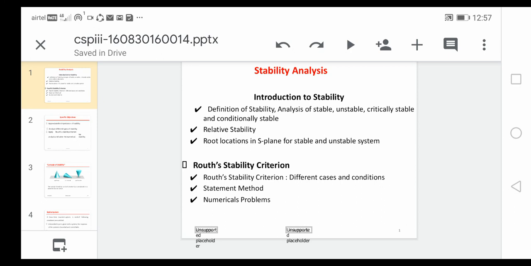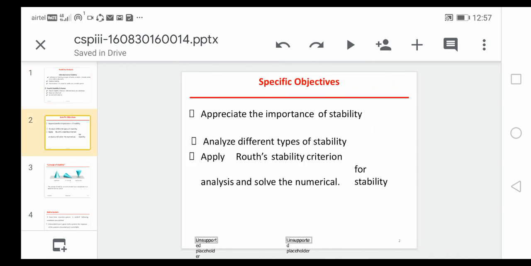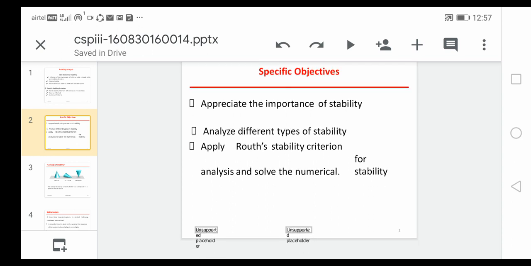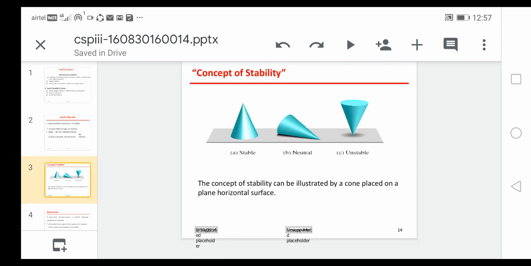What is meant by Routh's stability criterion? What are the different cases and conditions present in Routh's criterion? And the numerical problems also we are going to discuss in this lecture. Now, the main objectives of this lecture are that we can appreciate the importance of stability, we can analyze the different types of stability, we can apply Routh's criterion for stability analysis, and solve the numericals.